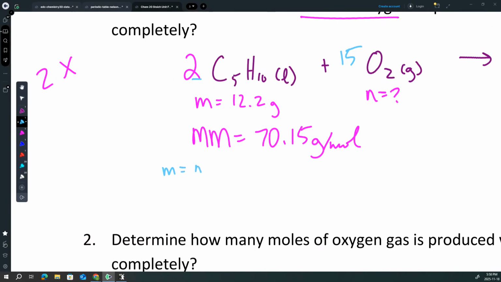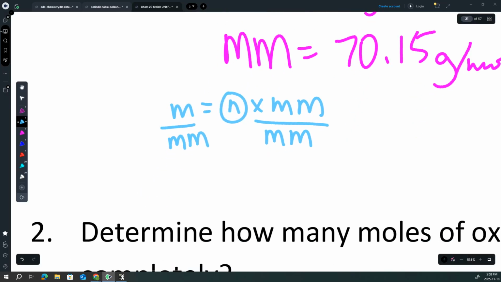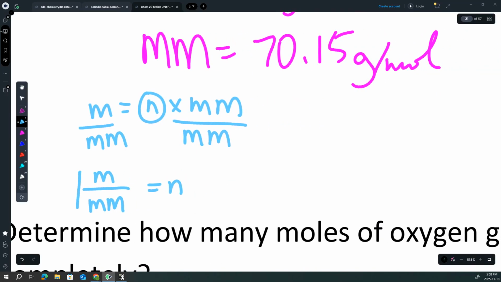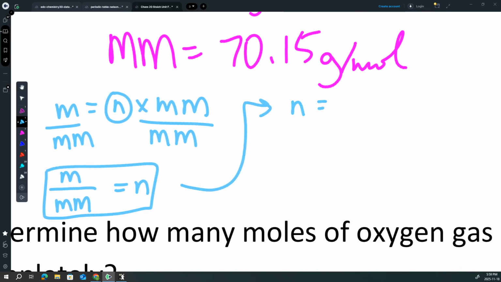All right. So mass is equal to moles times molar mass. Okay, but the problem here is we want to figure out what moles is. So if I'm rearranging this equation, I want to get moles by itself. What's preventing moles from being by itself is that it's being multiplied by molar mass. So the opposite of multiplying is division. So I'm going to divide both sides by molar mass. So mass divided by molar mass is equal to moles. Okay, that is the formula that I'm using here. And I'm just going to switch it around.